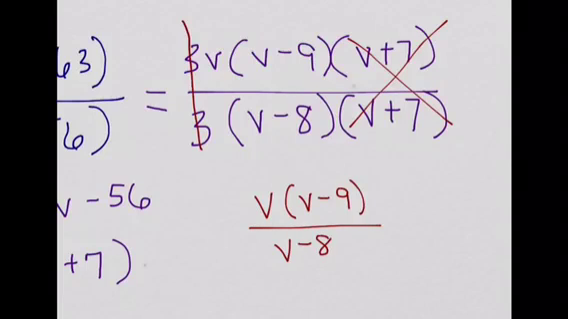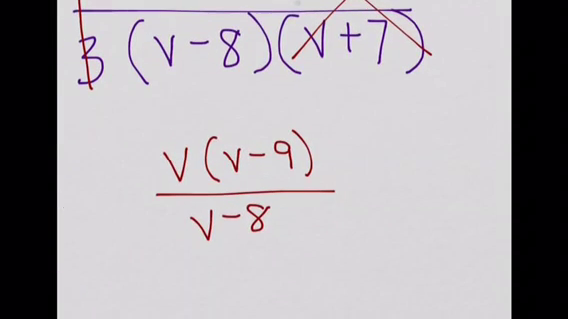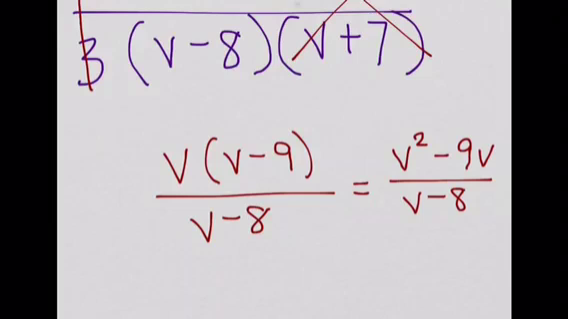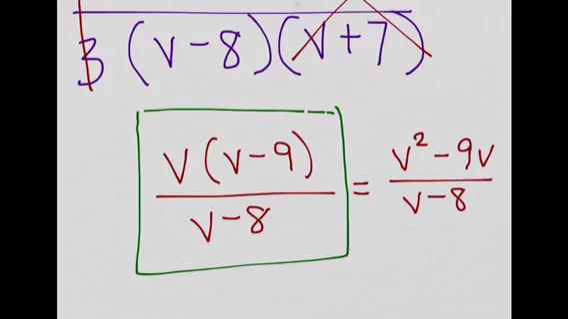Now, some of you guys are going to do this to your homework. You're going to say, okay, let me put it back together and make this v squared minus 9v and put that over v minus 8. This is an okay answer if you put it back together, but you don't have to do that if you don't want to. All of my answers tomorrow will be in this factored form, and so go ahead and leave all of your answers in this form right here where it's factored.